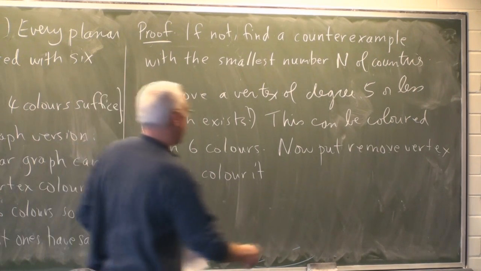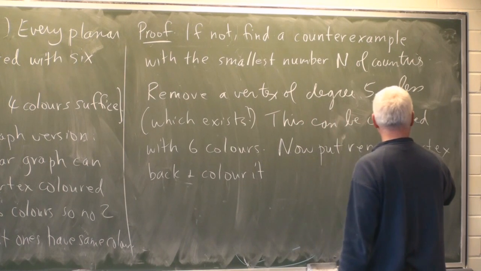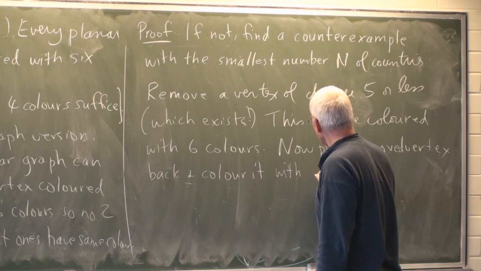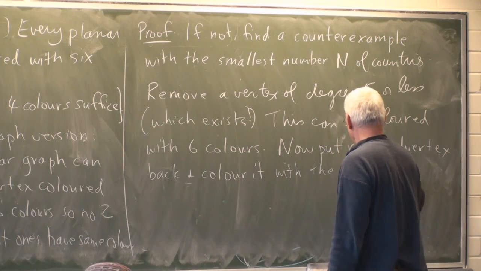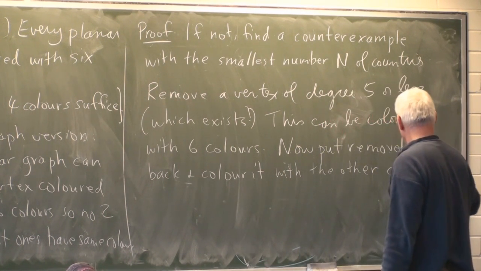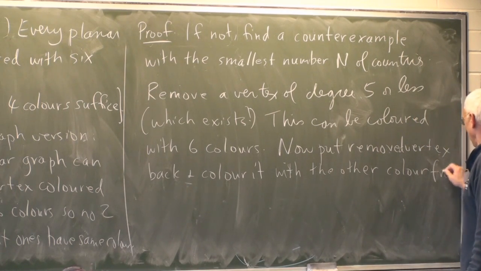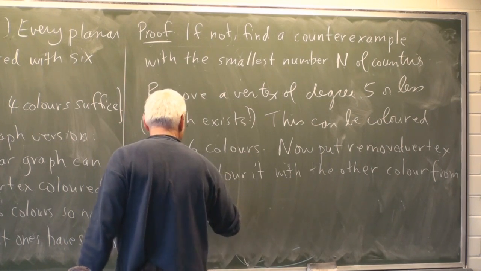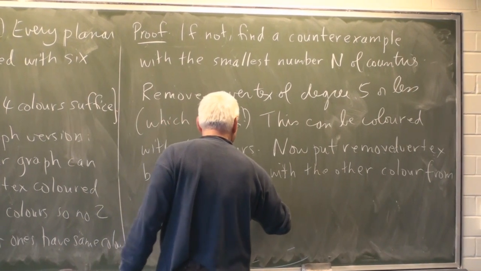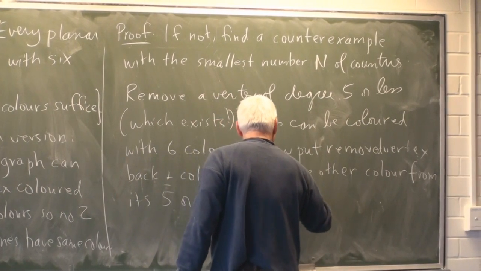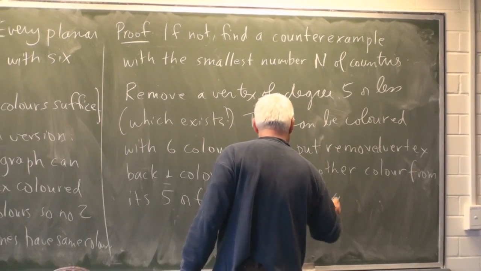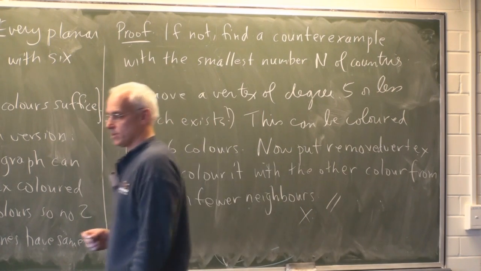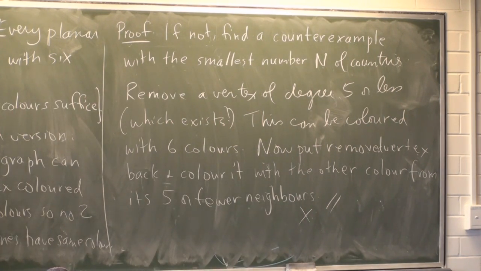But as I say, now put the removed vertex back. Okay, put the removed vertex back and color it with the other color from its neighbors, from its 5 or fewer neighbors. That's a contradiction, and so our assumption is incorrect.